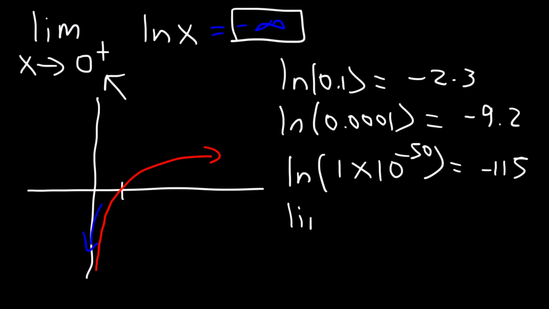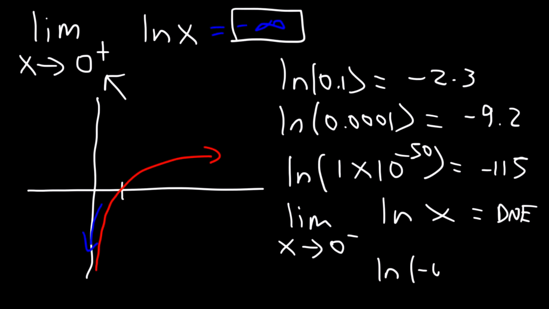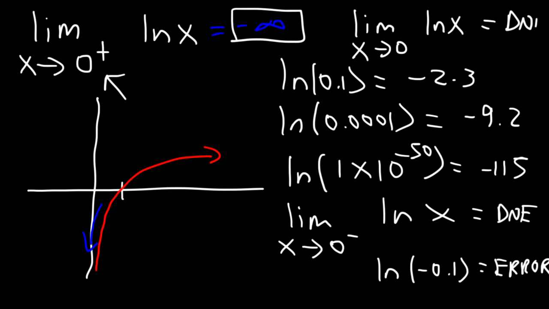Now what about the limit as x approaches 0 from the left of ln x? Notice that there's nothing on the left side, so this limit does not exist. If you were to type in ln of negative 0.1 in your calculator, you're going to get a math error. That means it doesn't exist. You can't have a negative number inside a natural log. So therefore, the limit as x approaches 0 from either side of ln x also does not exist, because the left side does not exist. But the right side approaches negative infinity.